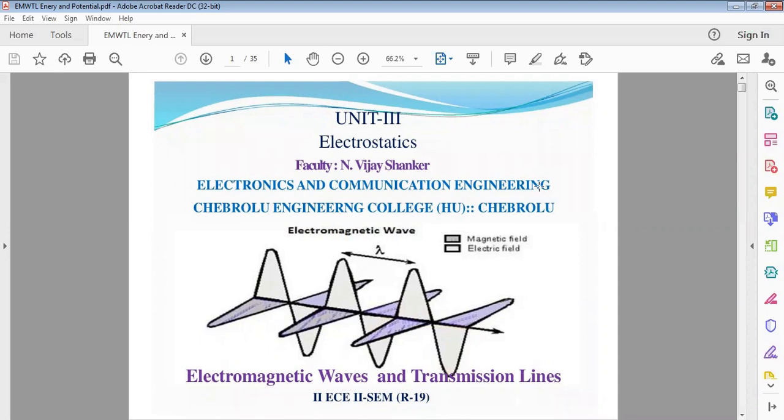Electric dipole. In the last class, we discussed the energy density in electrostatic fields. Energy density W_E is equal to 1 by 2 the integral from minus infinity to infinity of E bar dot D bar, the volume integral. Now today we are going to discuss the electric dipole.